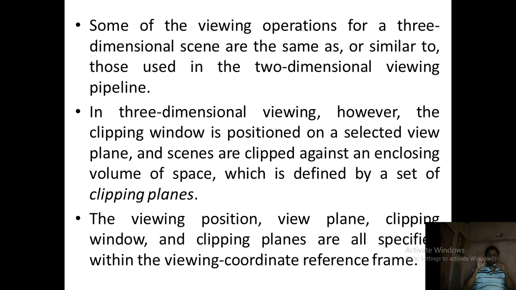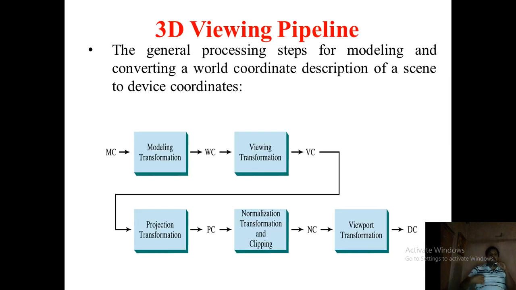The viewing position, view plane, clipping window, and clipping planes are all specified with the viewing coordinate reference frame. Means from where you want to take that object, with reference to that you have to place and specify all those points, right? Then next, the 3D viewing pipeline.